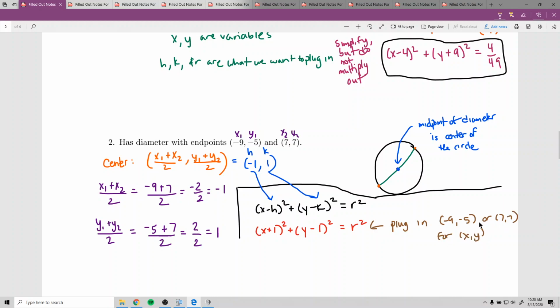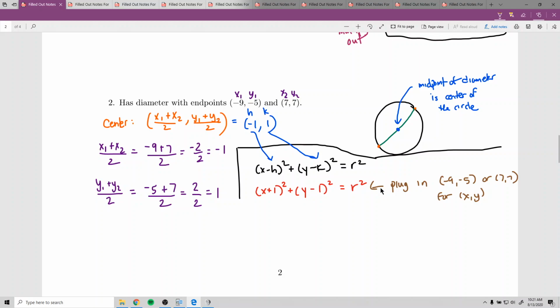And it doesn't matter which one you choose. I'm going to do 7, 7 because I just prefer positive numbers over negative, less likely to make a mistake. All right, so we got 7 plus 1 squared plus 7 minus 1 squared equals r squared. 7 plus 1 is 8. 8 squared is 64, plus 7 minus 1 is 6. 6 squared is 36, equals r squared. And then 64 plus 36 is 100. So 100 equals r squared.